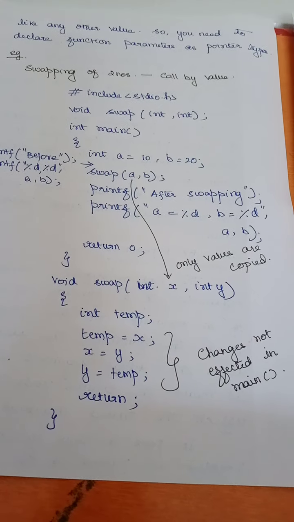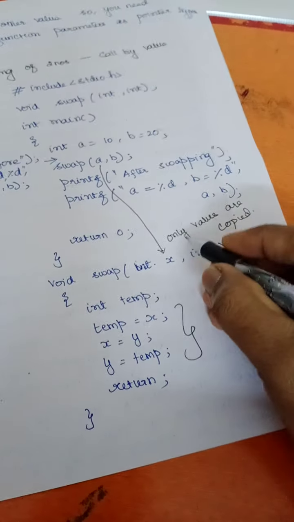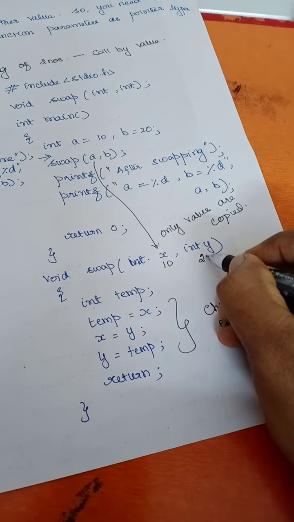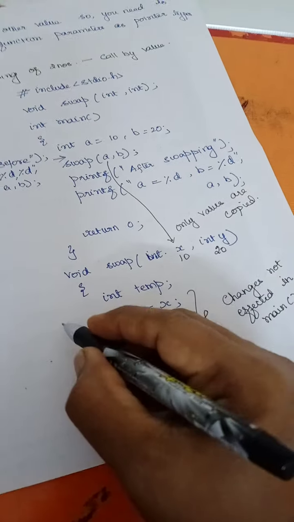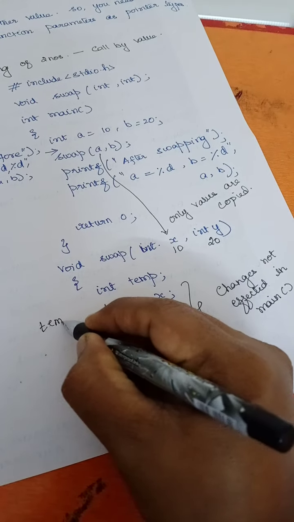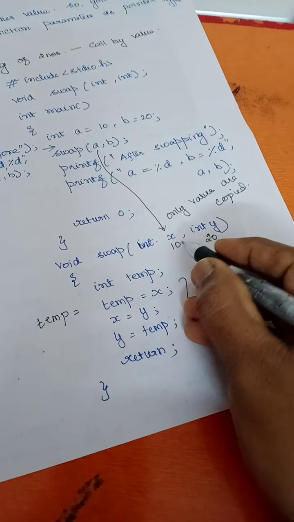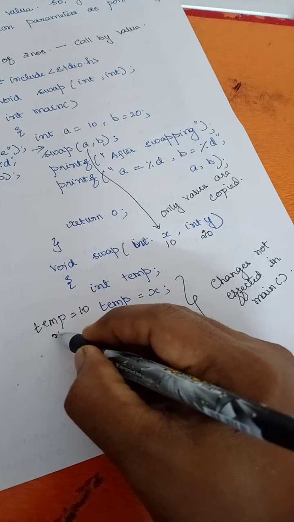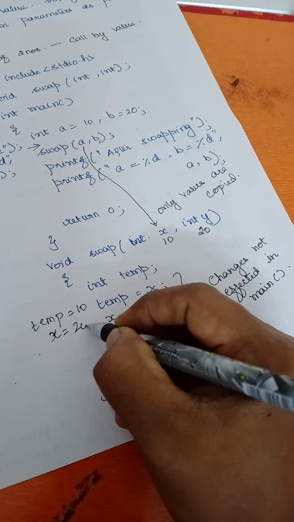Now when you see here, what is the value I have got for x? 10, and here what is the value I have got? 20. So here I have temp equal to x. What is my x? 10. And x is equal to y. What is my y now? 20.